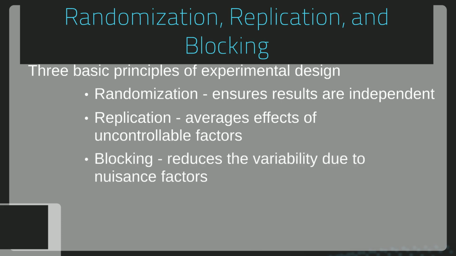The last thing is going to be blocking, and this is going to reduce the variability due to nuisance factors. So blocking becomes important when you are performing these experiments as well. Blocking is actually where we're separating our data into our training set and then our validation set and test set as well. Breaking up the data in that way ensures that we're able to generalize and we're not overfitting or other things such as that.